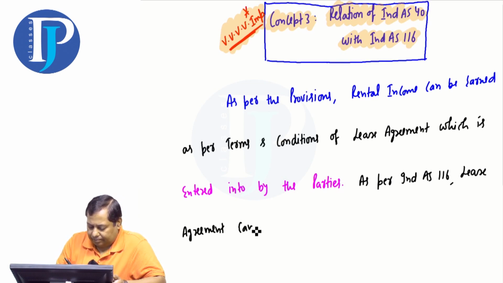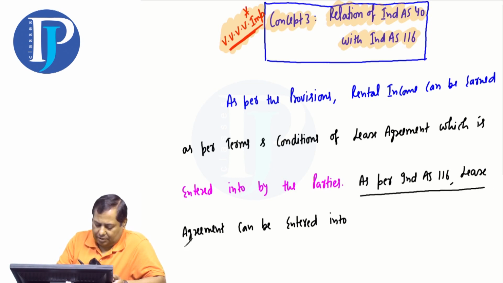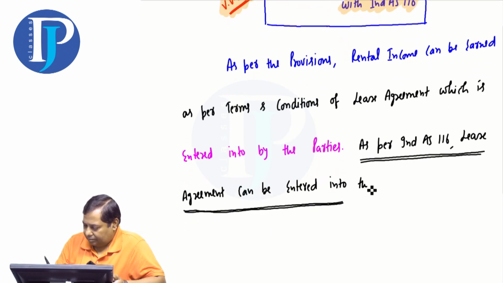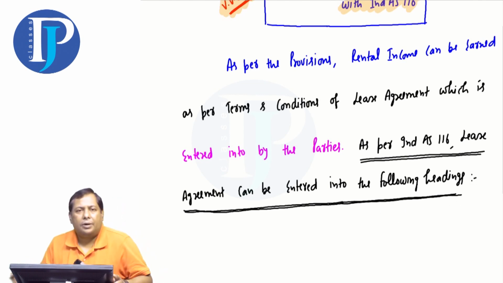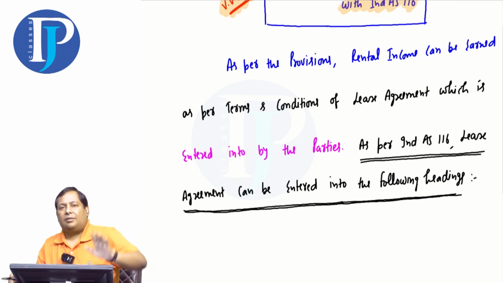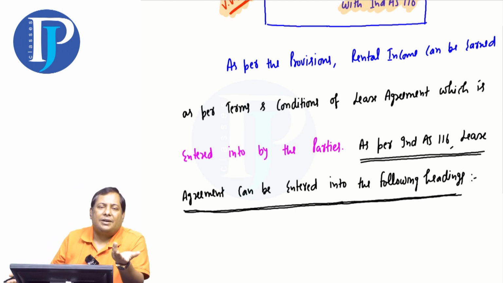Lease agreement can be as per Ind AS 116. Lease agreement can be entered into under the following headings. We can create this under two headings. What are the conditions of operating lease? What are the conditions of finance lease? How to identify lease agreements? Everything is in 116. You will see it's given in practical questions of this chapter. Is the agreement operating or finance? We will deal as per the agreement.